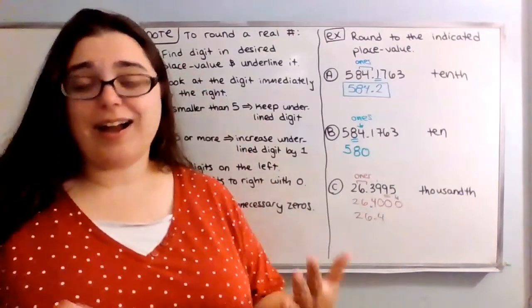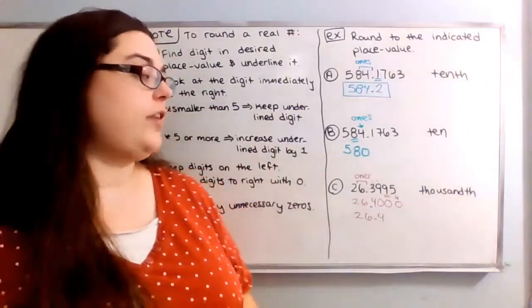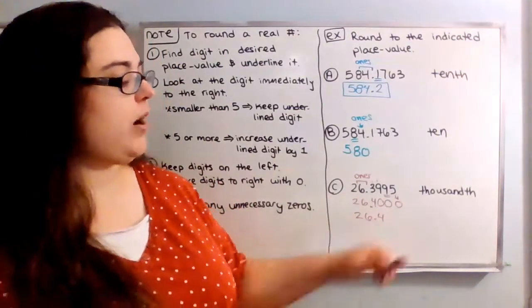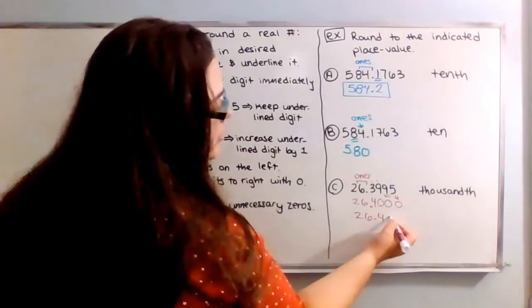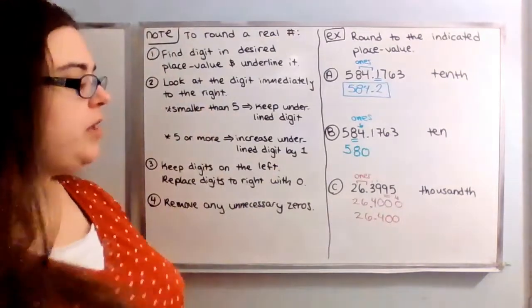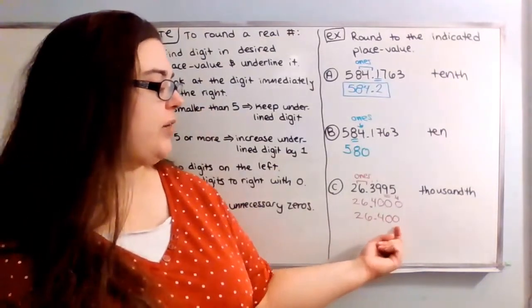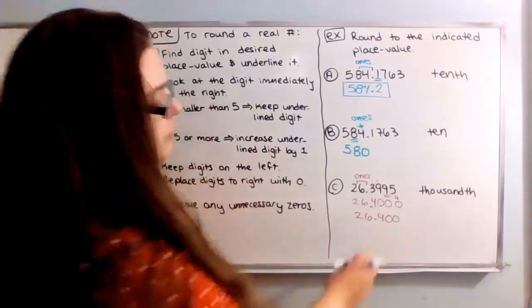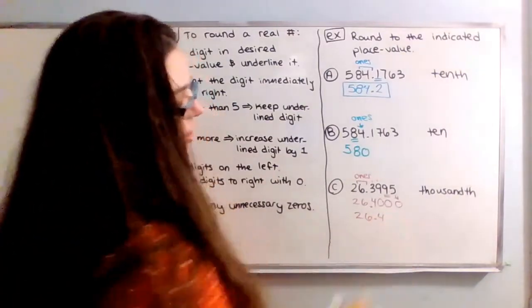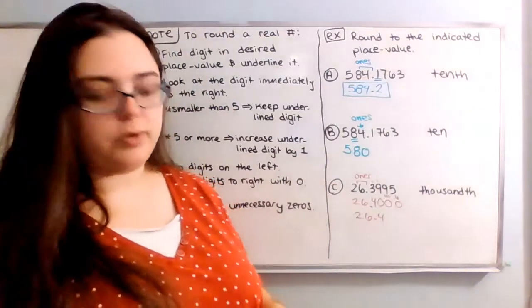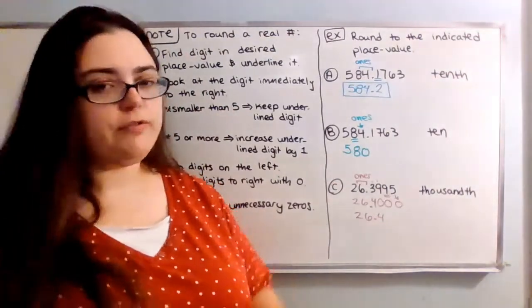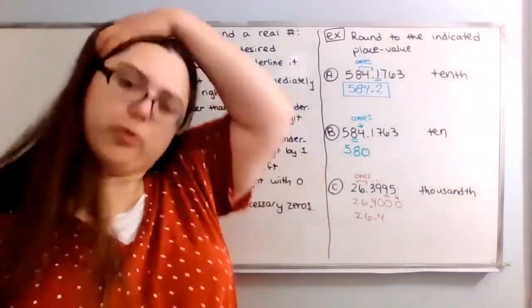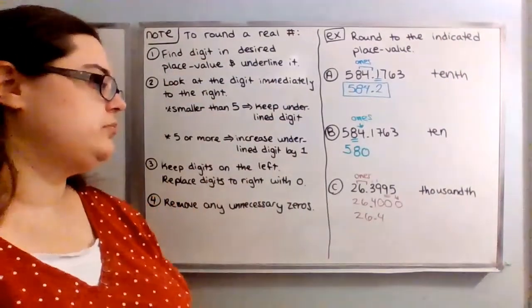Now, depending on your teacher, they may not want this answer. They may want you to write this answer as 26.400 because you're indicating that you rounded to the thousandths place. If you're taking a class with me, I prefer it just to look as nice and short as possible. So I would prefer the 26.4, although I would probably mark both of them correct.